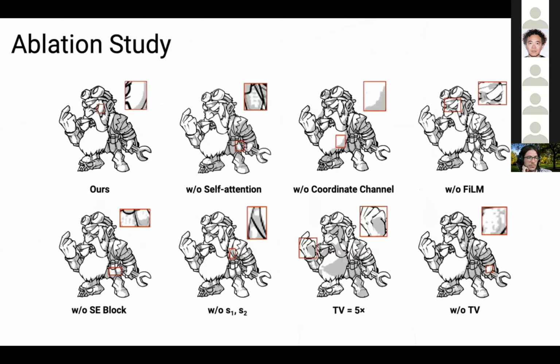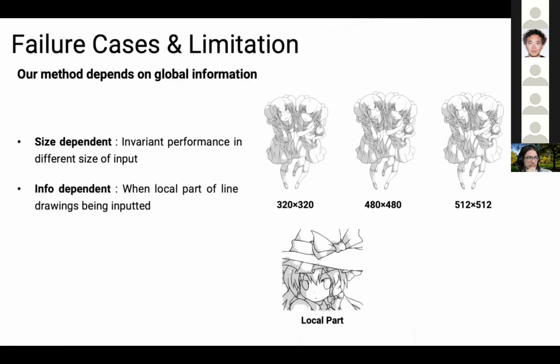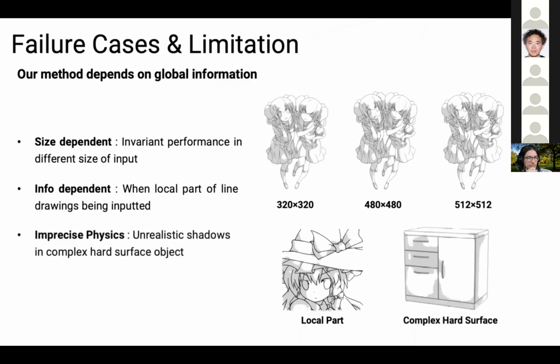From the ablation study, we can see that, without the proposed modules in our network, the results will either have inconsistency, acne artifacts, or unrealistic shadows. Those are the failure cases and limitations of our work. First, we have slightly different shadows in different sizes of input. Second, if inputting a local part of an integral line drawing, the network couldn't reason the right shadows. Third, our network suffers with hard surface objects.